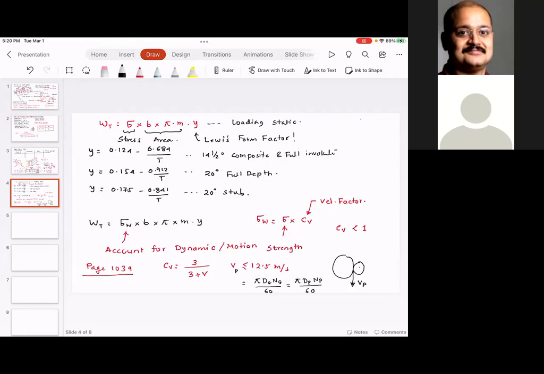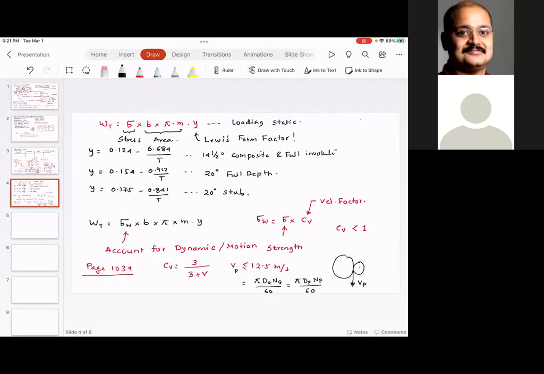Then what is the material of the gear that we are going to use? Then what is the velocity at the interface? What is the VP? Then we have to find out the value of CV, and then proceed further. And just like any other design process, this is back and forth. You have to iterate and finally come up with the appropriate design that is safe and meets all the requirements.